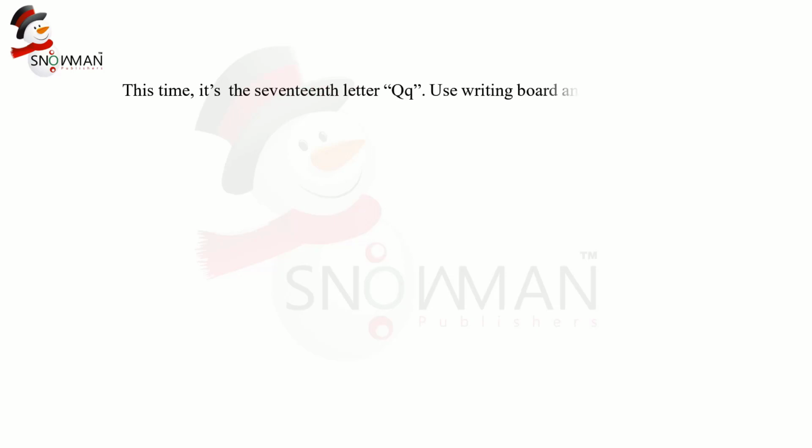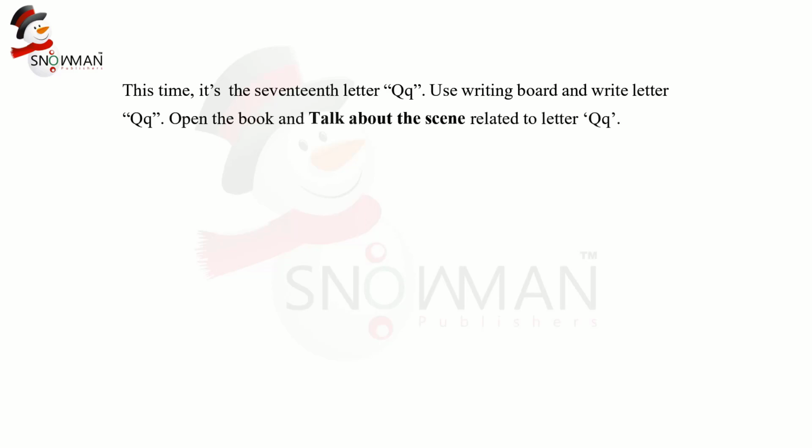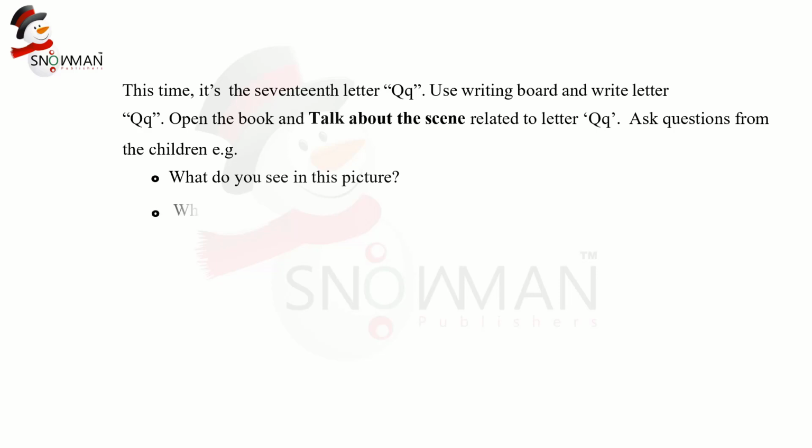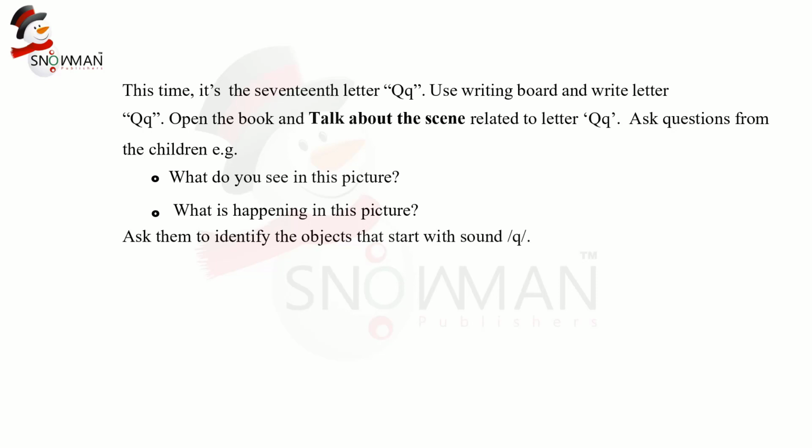Use the writing board and write letter Q. Open the book and talk about the scene related to letter Q. Ask questions from the children. For example, what do you see in this picture? What is happening in this picture? Ask them to identify the objects that start with the sound Q.